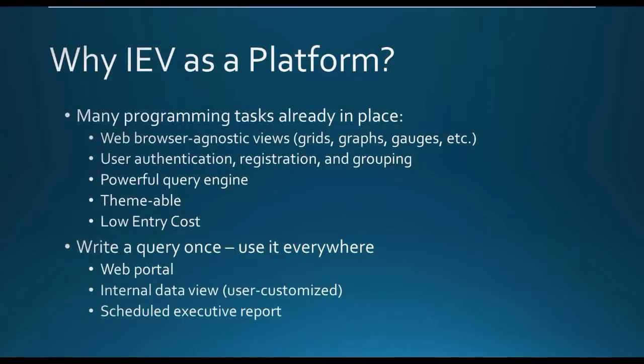It handles user authentication, user registration, and the grouping of those users into different hierarchies, so you can give company A access to only their data, and they will see only their data, and you can add other users to company A at a point in the future. It's a very powerful query engine. It's themable. It uses Theme Roller, which is a jQuery extension that allows you to select any of the predefined themes in our product, but also roll your own if you want to make it look exactly like your main website. And it's very low entry cost.